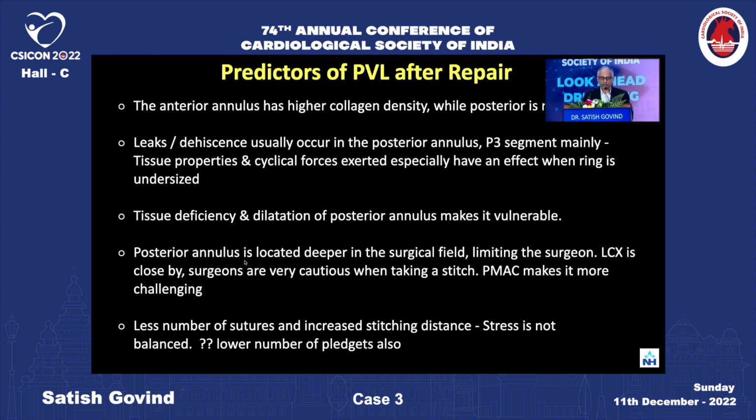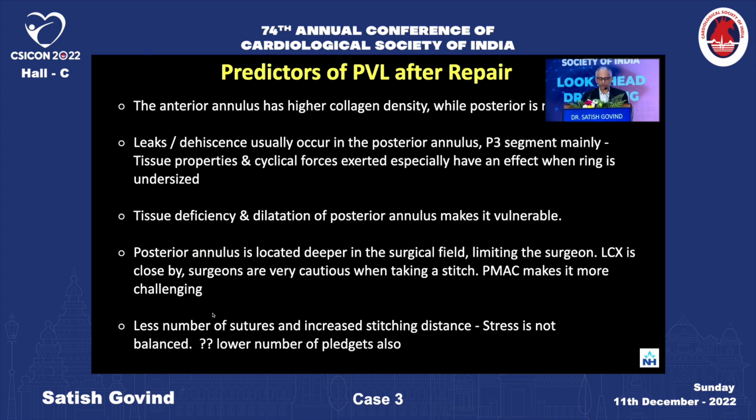And the other is a technical issue. The posterior annulus is located deeper in the surgical field, and sometimes the surgeon may not have that much access. So for some reason, there is a possibility that things may go wrong here. And also, since the circumflex is close by, they're a little more cautious when taking a stitch over there. And also when there is posterior mitral annulus calcification, it makes it all the more difficult in this posterior annulus area.